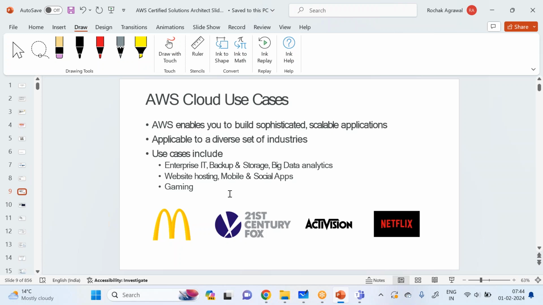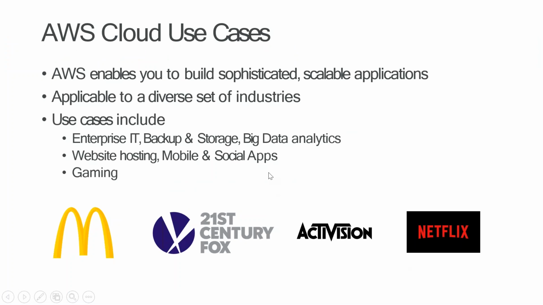Okay. Now, what can you do on AWS? Basically, whatever you can do on your traditional computing model, you can do everything on AWS. Okay. AWS enables us to build sophisticated, scalable applications, and it does not matter which industry you come from. It has a solution for everything. You're coming from telecom, retail, financial, you can build any domain application on AWS.